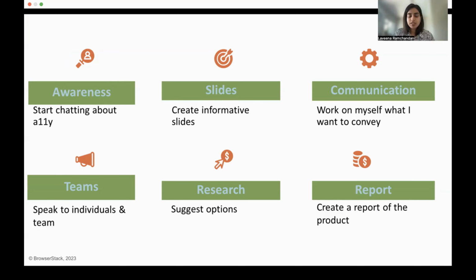You want to speak to individuals and teams because, of course, you never know that there might be a separate department that has accessibility in place, and all you need to do is see how that could work for you in your area. Research, so suggest options.